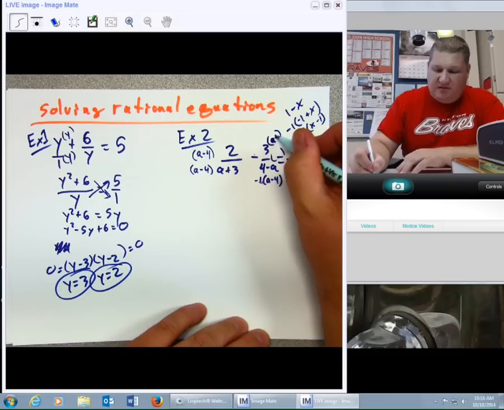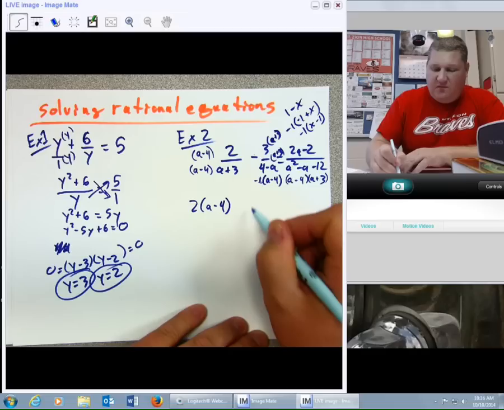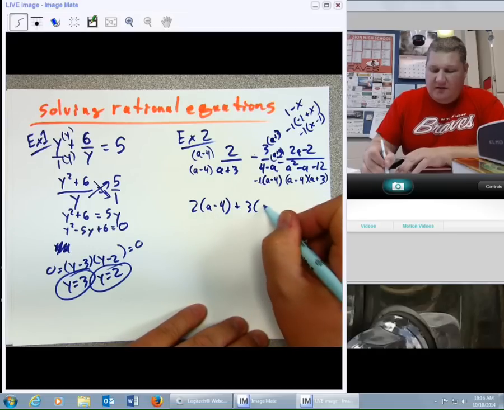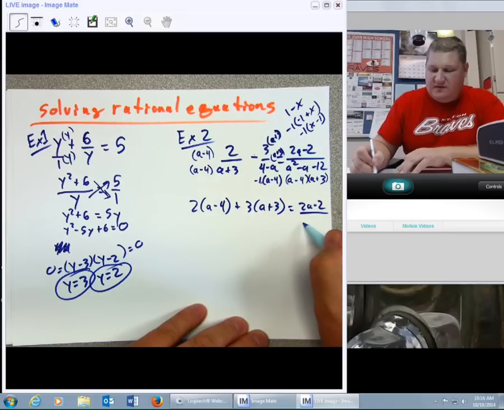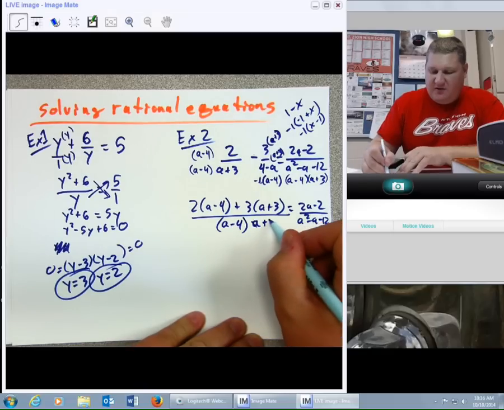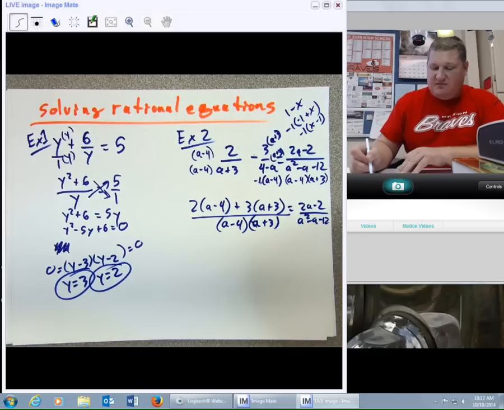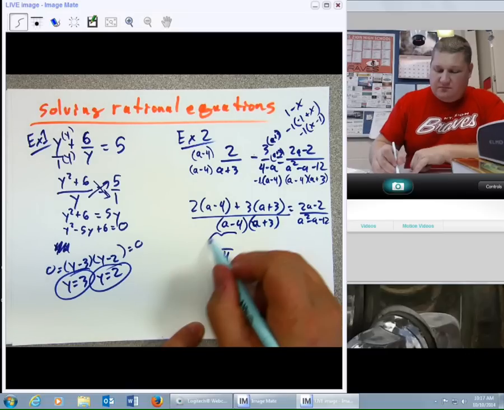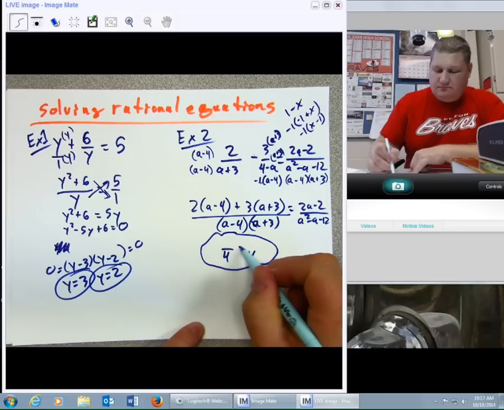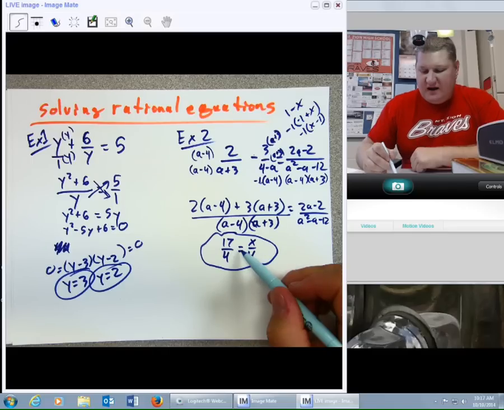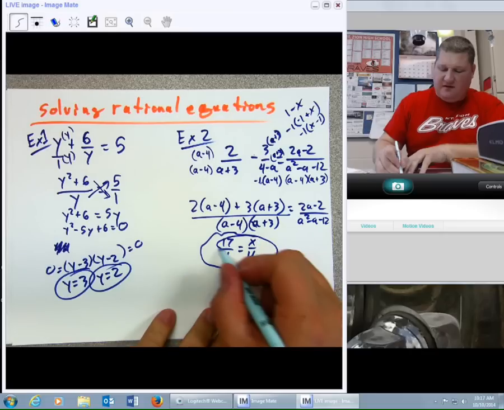So I come up with 2 times (a minus 4) plus 3 times (a plus 3) equals 2a minus 2, and this side is over a squared minus a minus 12. This whole side is all over (a minus 4)(a plus 3), which is the same thing as a squared minus a minus 12. And so here's the deal. If I have two fractions, and I have the same denominators in the two fractions, and the two fractions are equal, then the numerators must be the same. X must, in this case, equal 17.